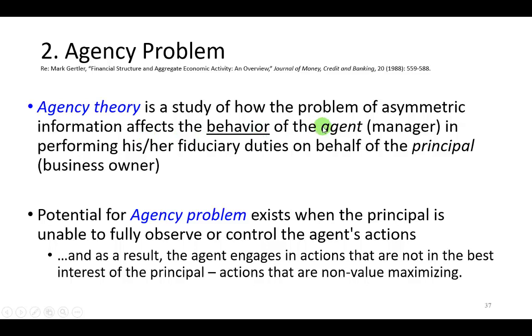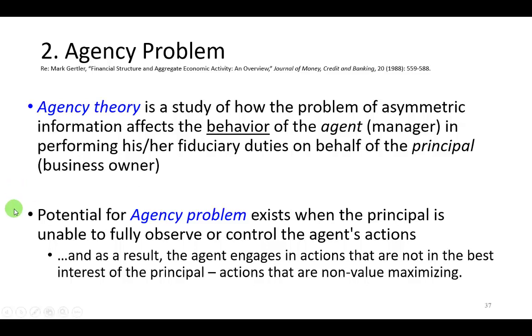In the case of a corporation, it's going to be the manager in the performance of his or her fiduciary duties on behalf of the principal, who in this case is going to be the stockholder or the business owner. And so the question is, does the agent have the best interests of the principal at heart? Because if that's the case, then the agent is performing his fiduciary functions, in the absence of which there has been a violation of that agency relationship, which involves that fiduciary responsibility.